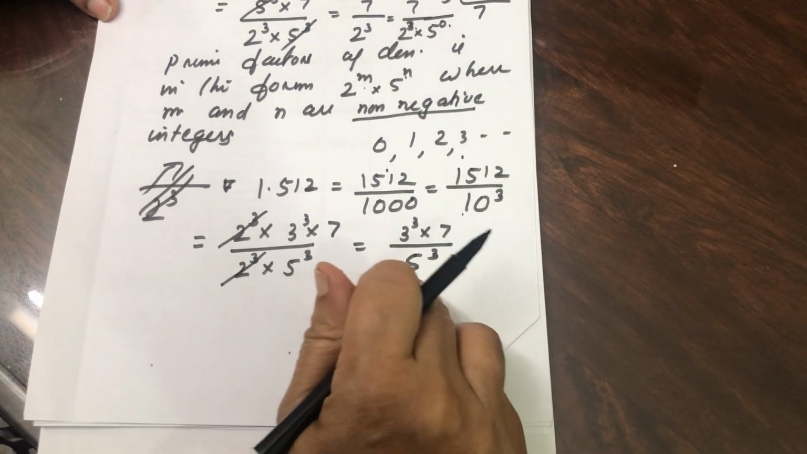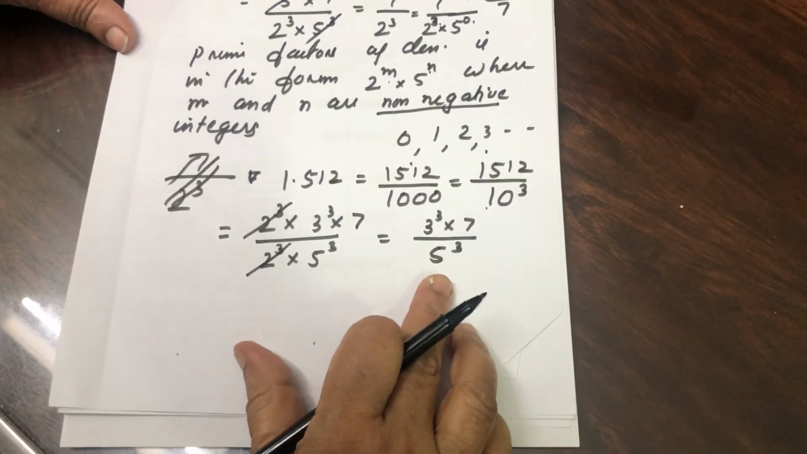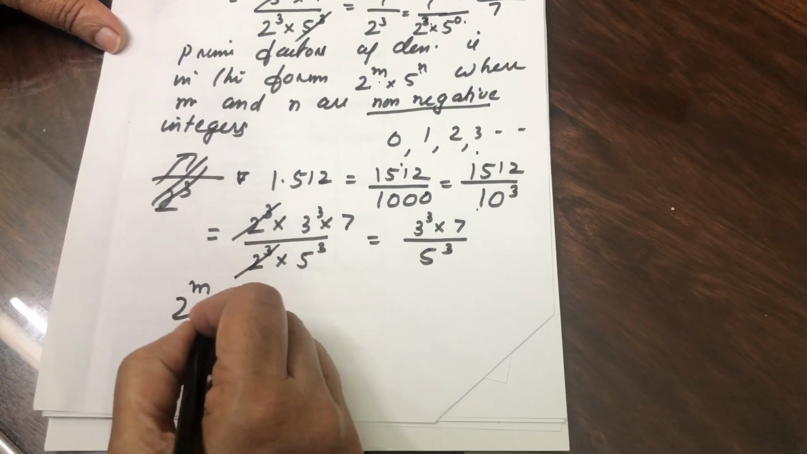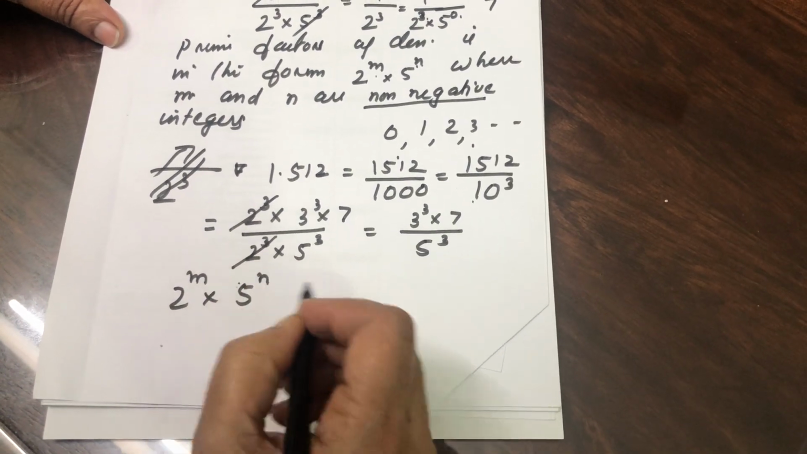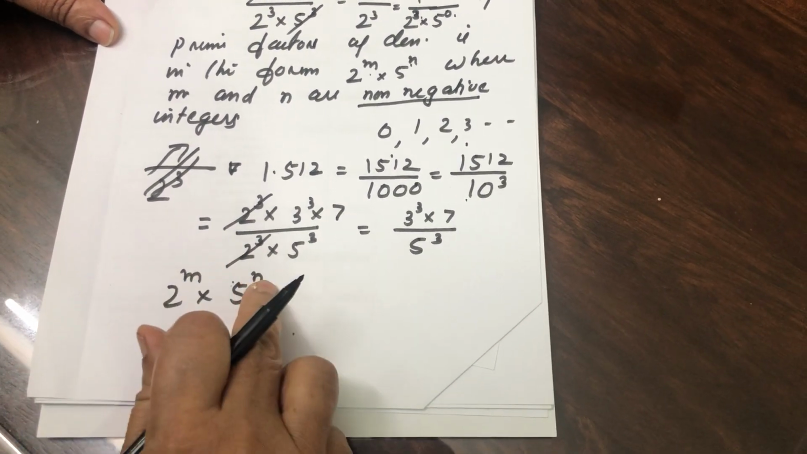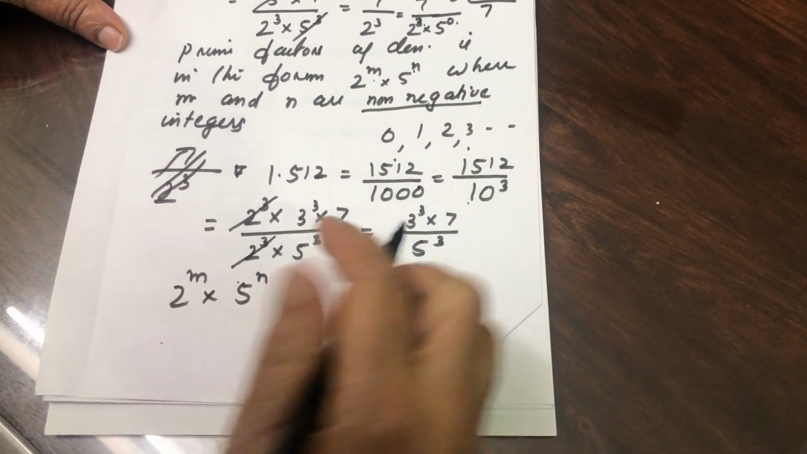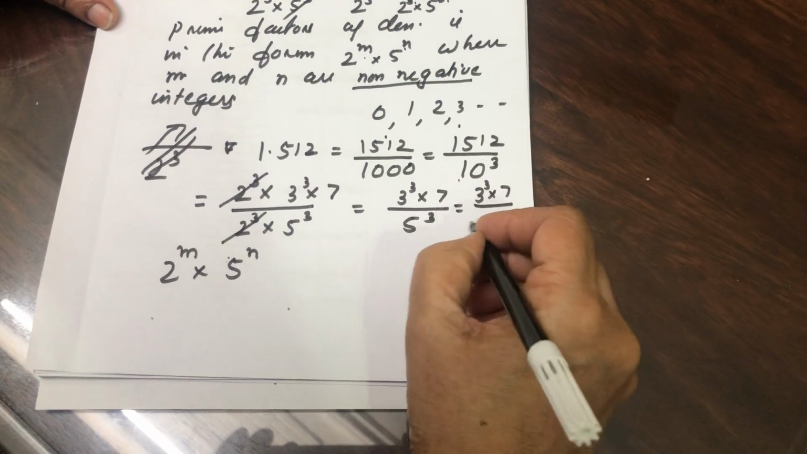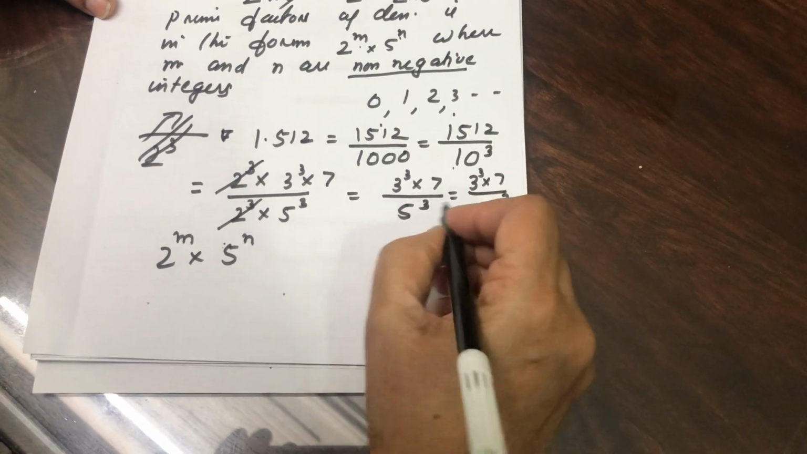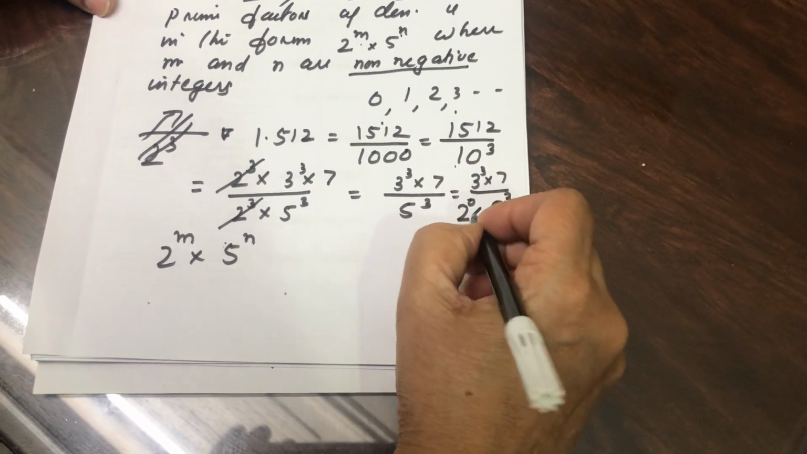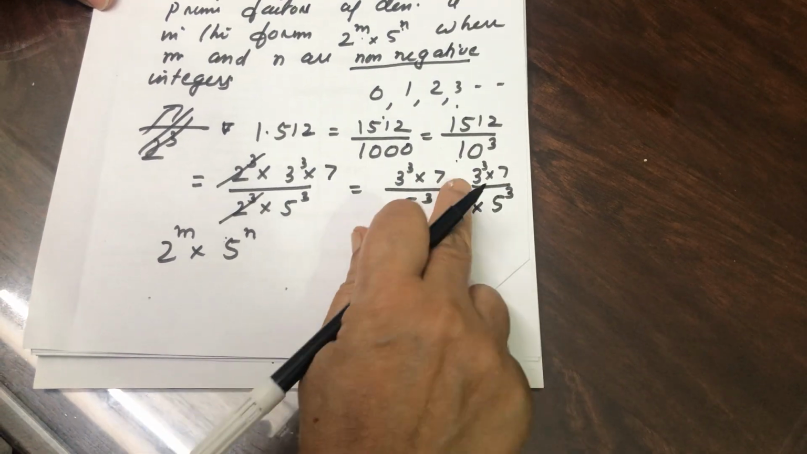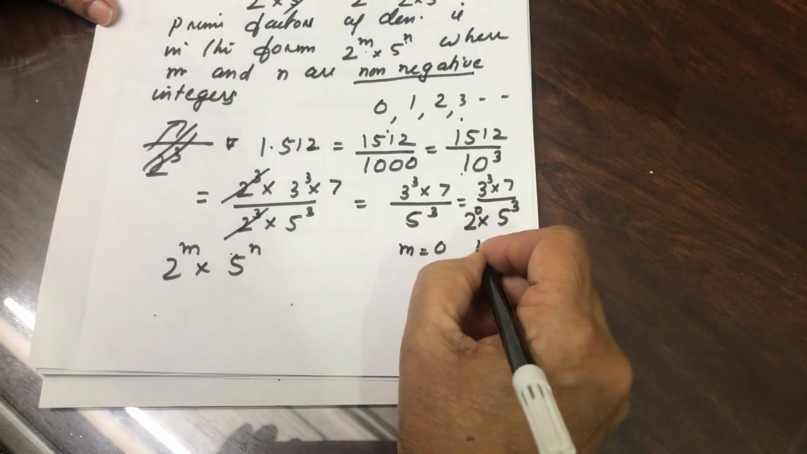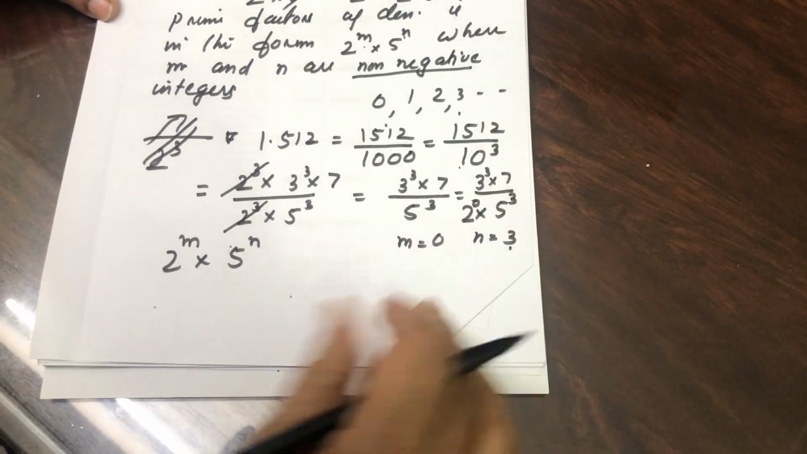Now again you see the prime factorization of the denominator. It is in the form of 2 raised to m into 5 raised to n, where m and n are non-negative integers. So I am going to write this as 3 raised to 3 into 7 by 2 raised to 0 into 5 raised to 3. What is 2 raised to 0? It is 1. Therefore, m is equal to 0 and n is equal to 3.